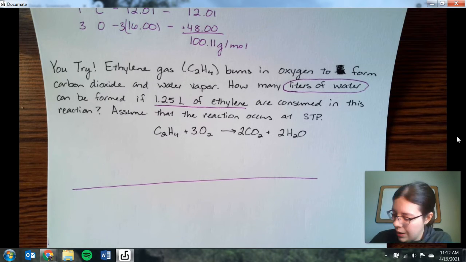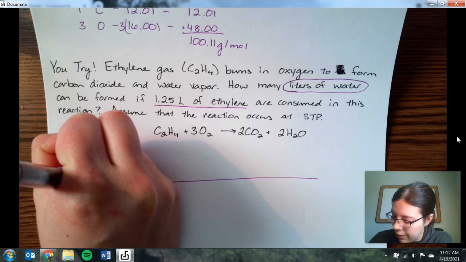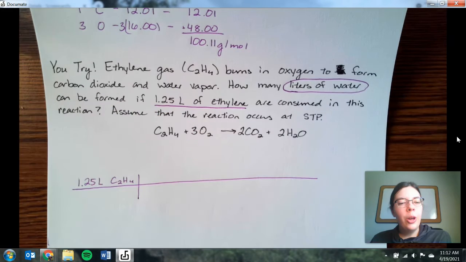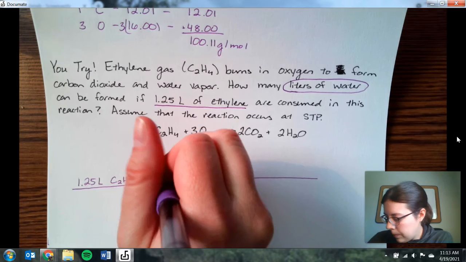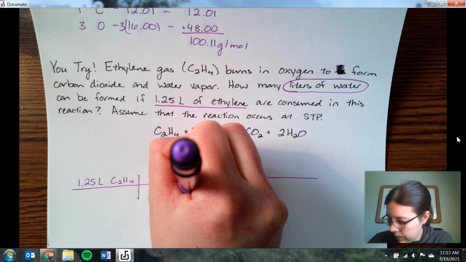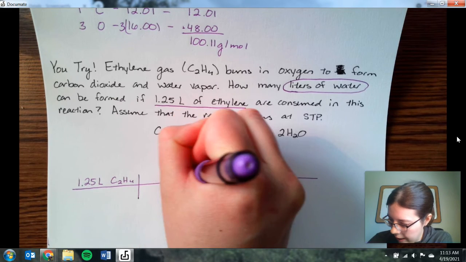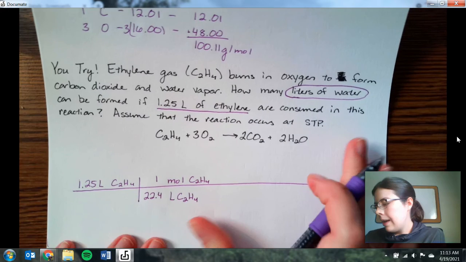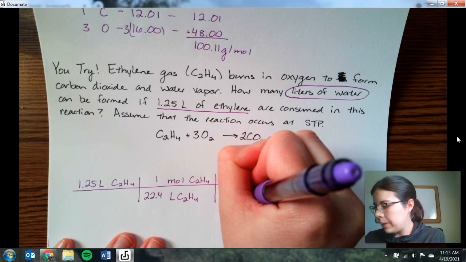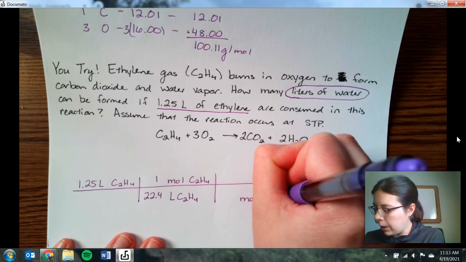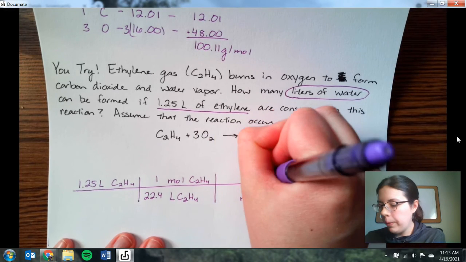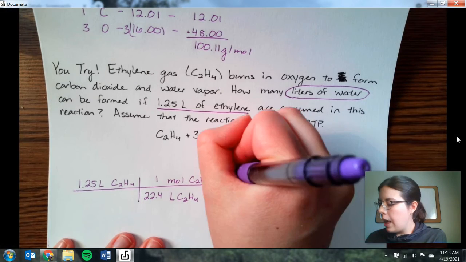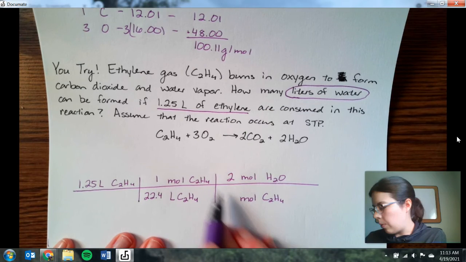Okay, so let's go over this. We have 1.25 liters of ethylene, C2H4. Remember, we want to go from liters to moles. That's step 2. So moles of ethylene: 22.4 liters to 1 mole. Next, we have our mole ratio. On the diagonal, we still have moles of ethylene, and I want to go to moles of my ending thing, which in this case is water. So now I'm going to grab the coefficients from my balanced chemical equation. I have a 2 in front of my water, and for moles of ethylene, I have 1.